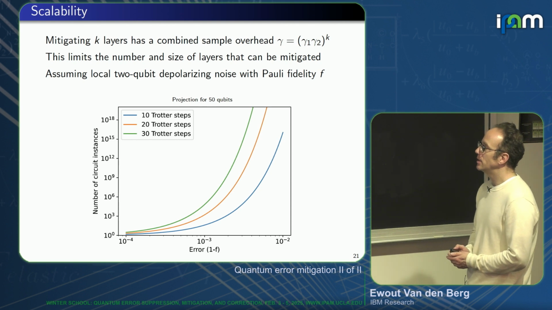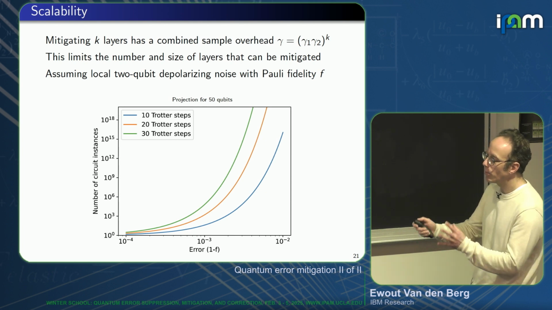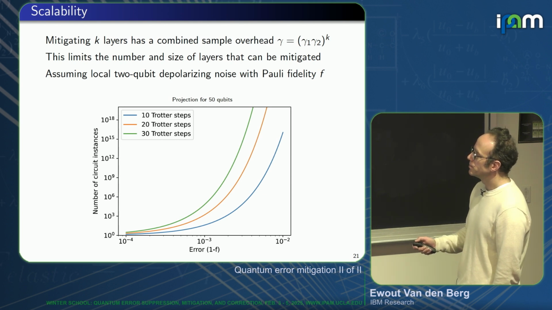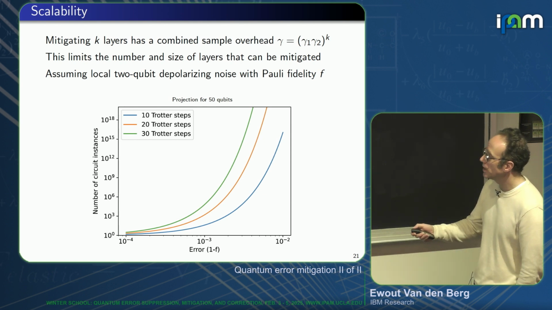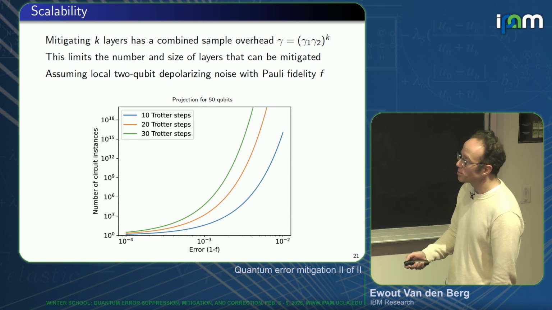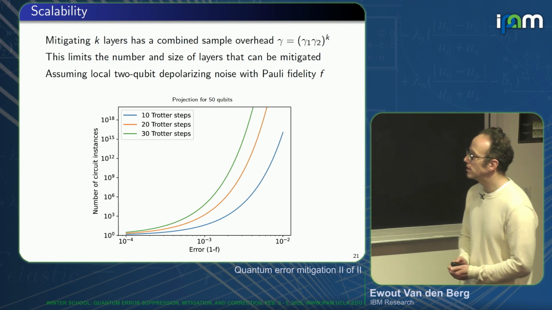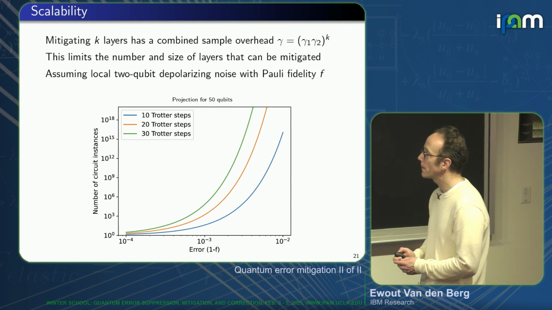Now, in terms of scalability, if we have k layers, and the first layer, let's say combined, has an overhead of gamma 1, the second one of gamma 2, then the overall scaling factor of the number of samples you need to take is gamma 1 times gamma 2 to the power k. So this scales exponentially fast. So this, of course, limits the size and the number of layers that you can mitigate with this technique.